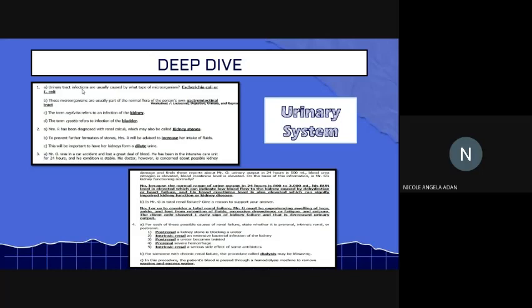Number 2, Mrs. R has been diagnosed with renal calculi, which may also be called kidney stones. Number 2B, to prevent further formation of stones, Mrs. R will be advised to increase her intake of fluids. Number 2C, this will be important to have her kidney form a dilute urine.